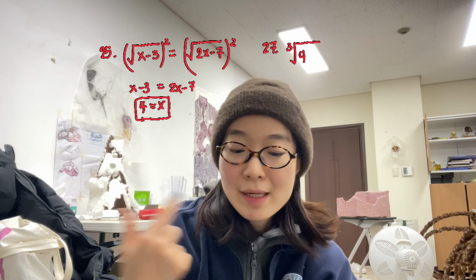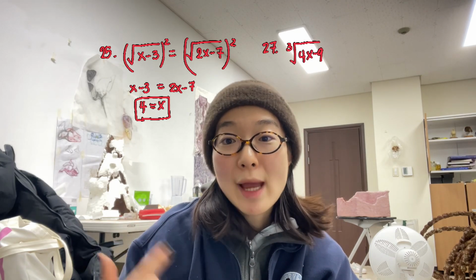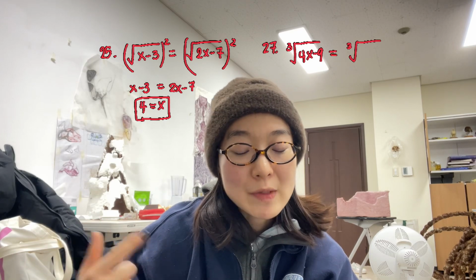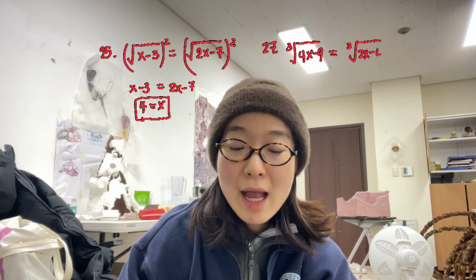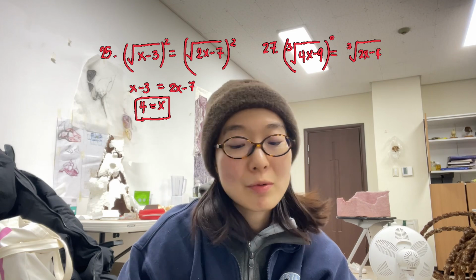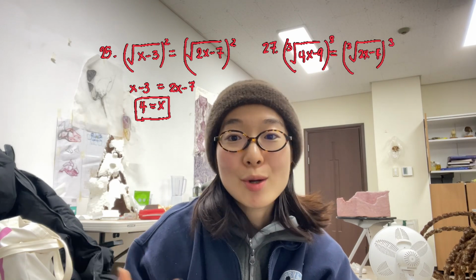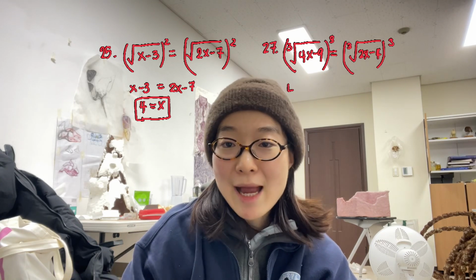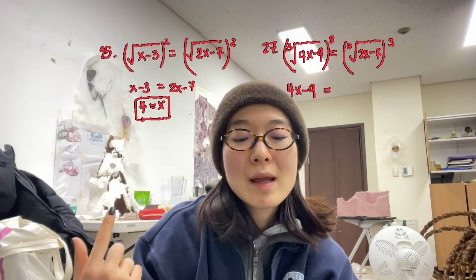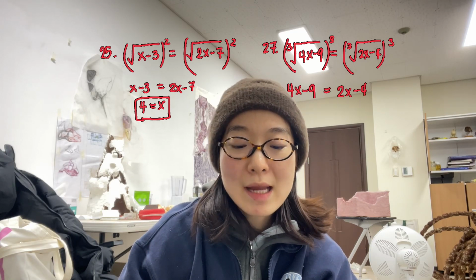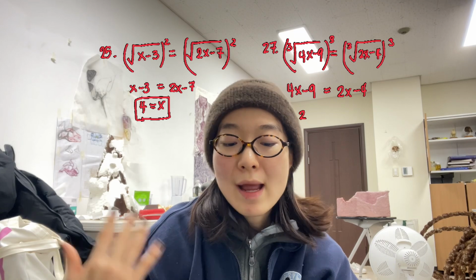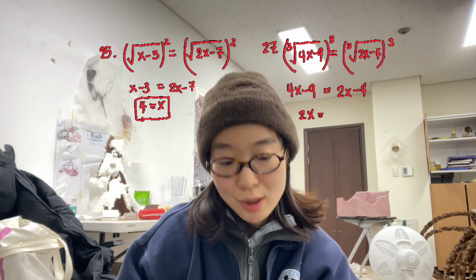Very simple. Same thing with 27. We have cube root of 4x minus 9 equals cube root of 2x minus 4. So we can just go ahead, cube both sides since they're equal to each other, which means I'm going to have 4x minus 9 equals 2x minus 4, giving x equals 5 over 2.